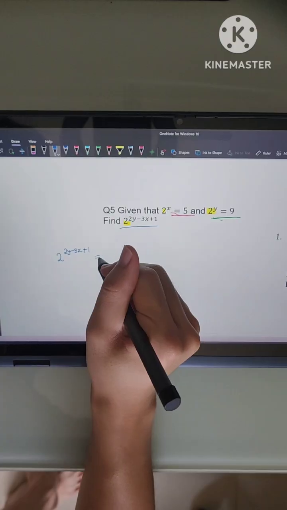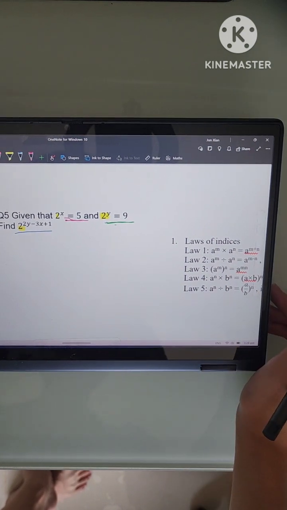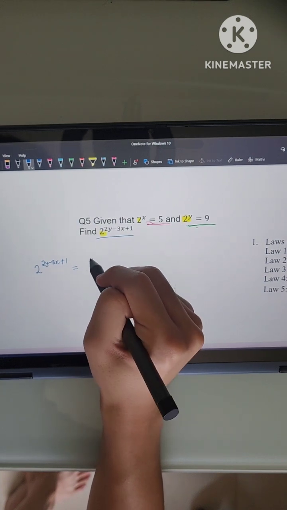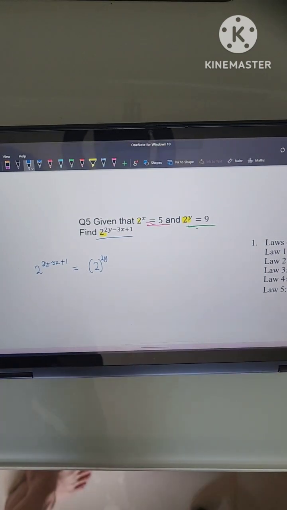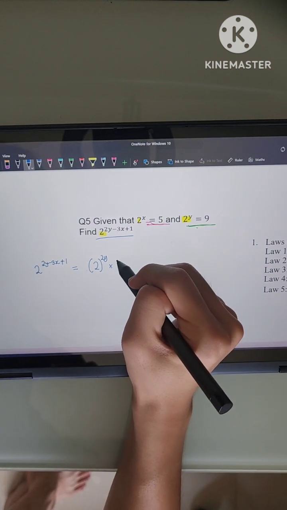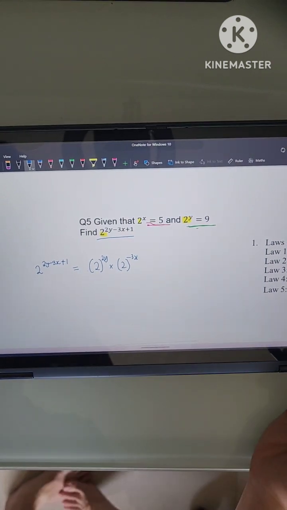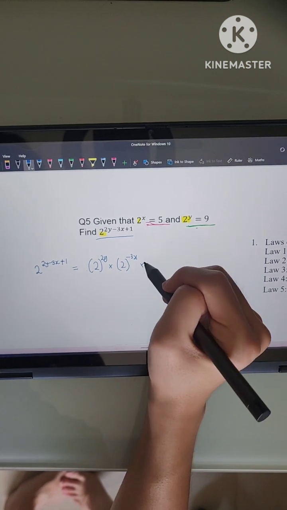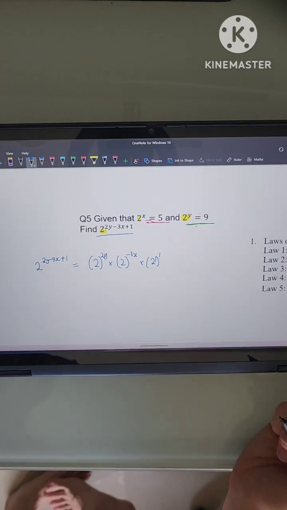So let's do it. We can split them up with law number 1. Let's look at the first one: 2 to the power of 2y. Times means plus, so same thing, still the same base, minus 3x. And lastly, times again, you will get 2 to the power of 1.